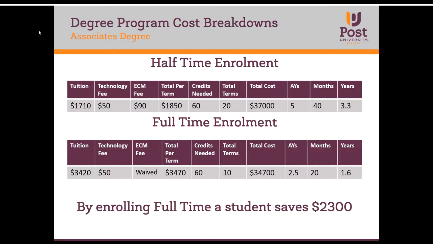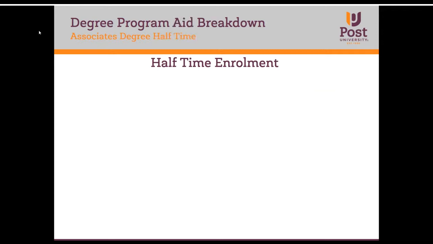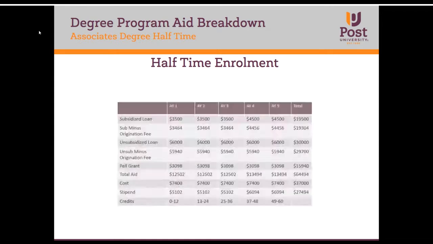By enrolling full-time, you save $2,300. It might not seem a lot now, but when they start charging interest on it, that $2,300 can increase pretty quick. So now we want to look at the breakdown for half-time enrollment for an associate's degree.